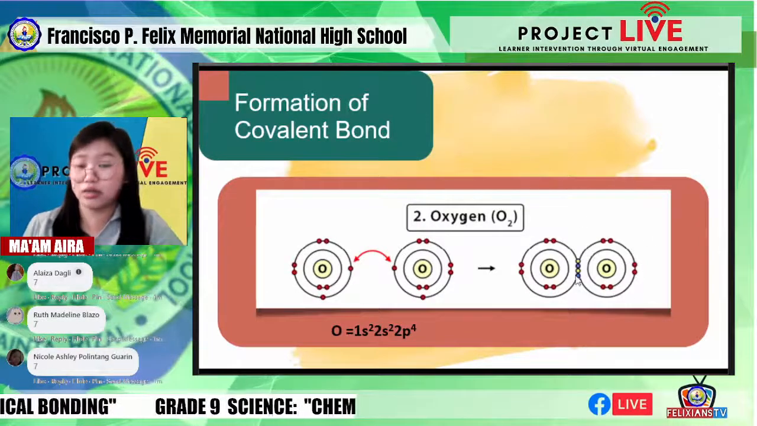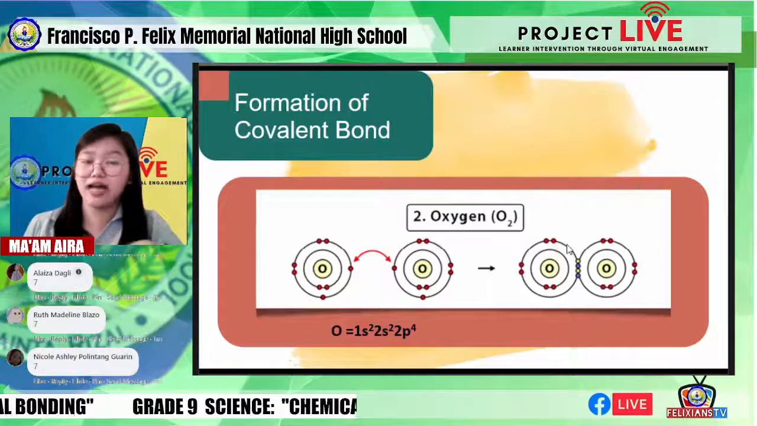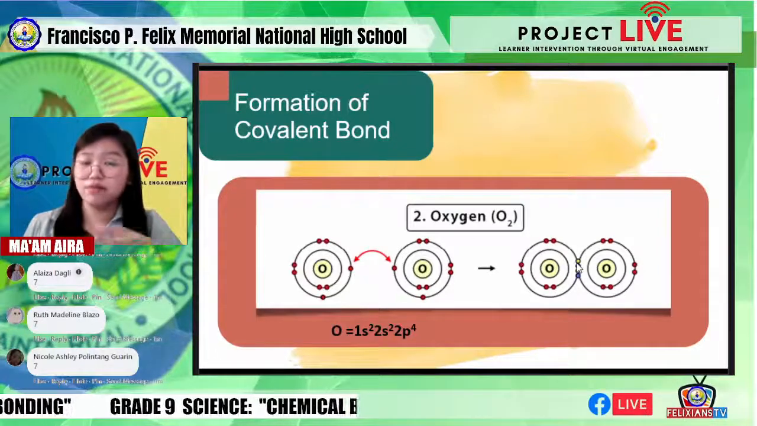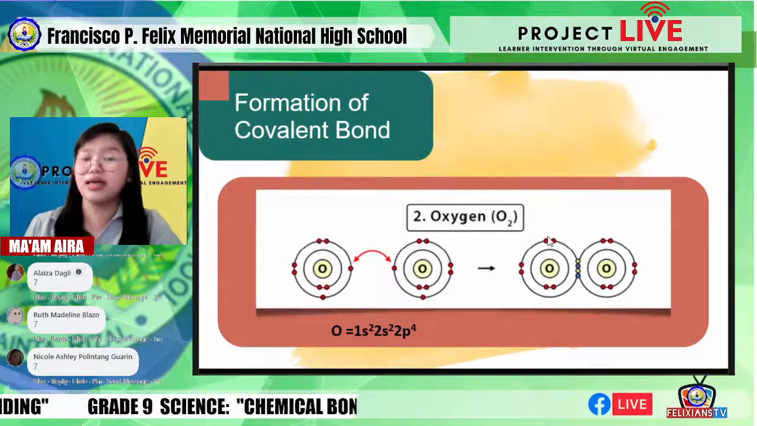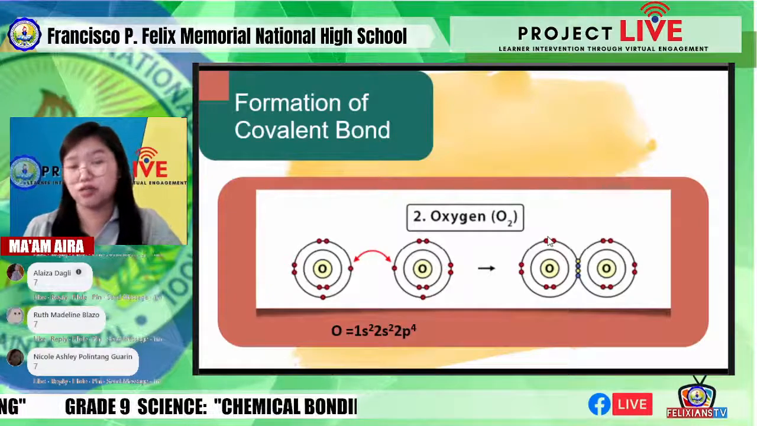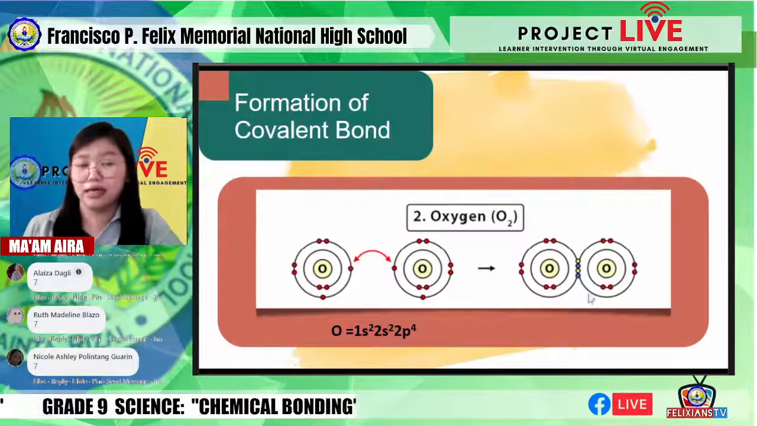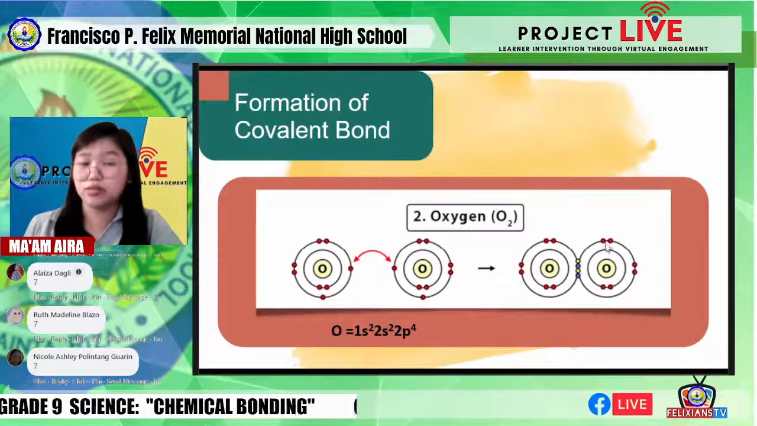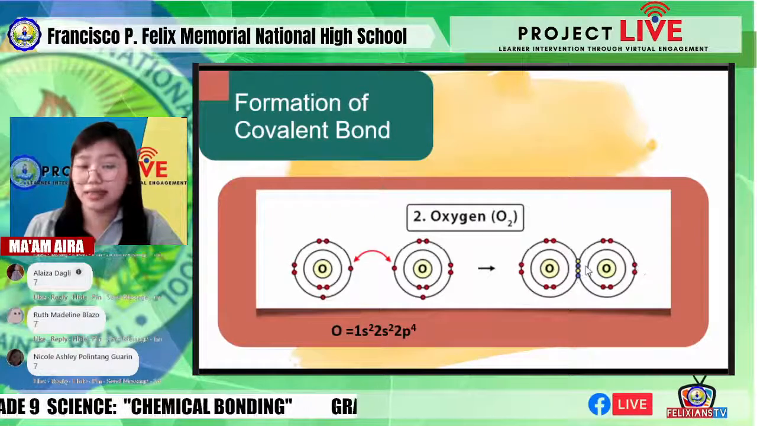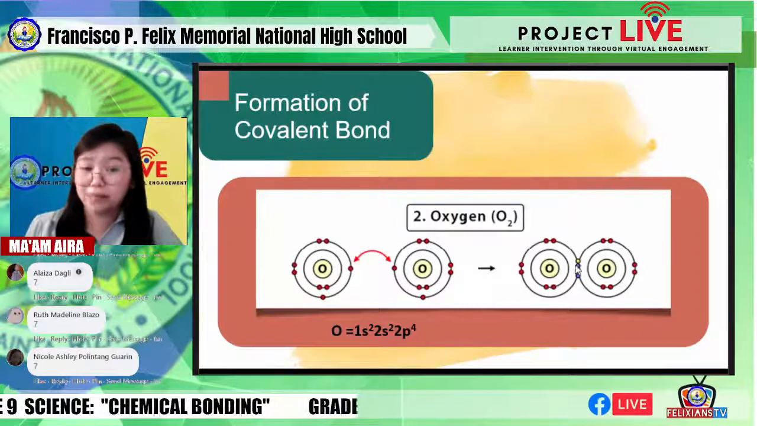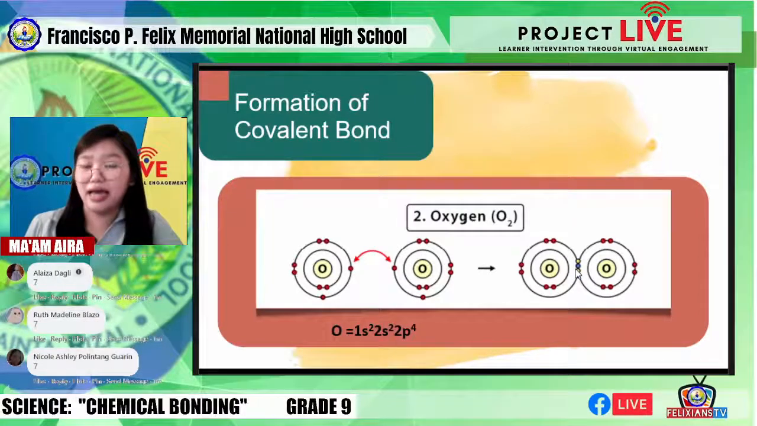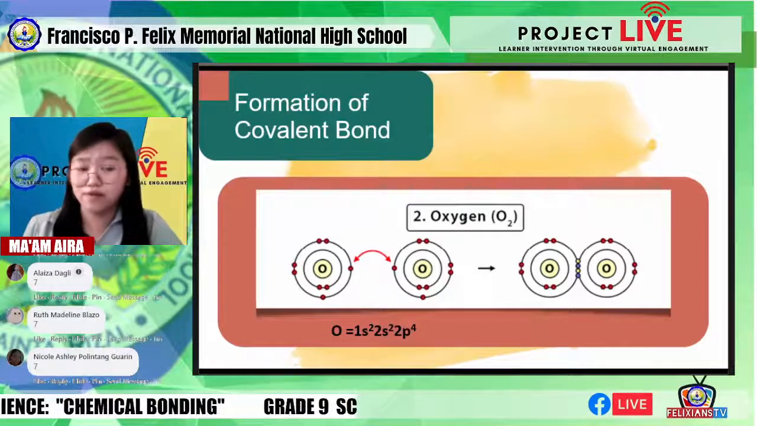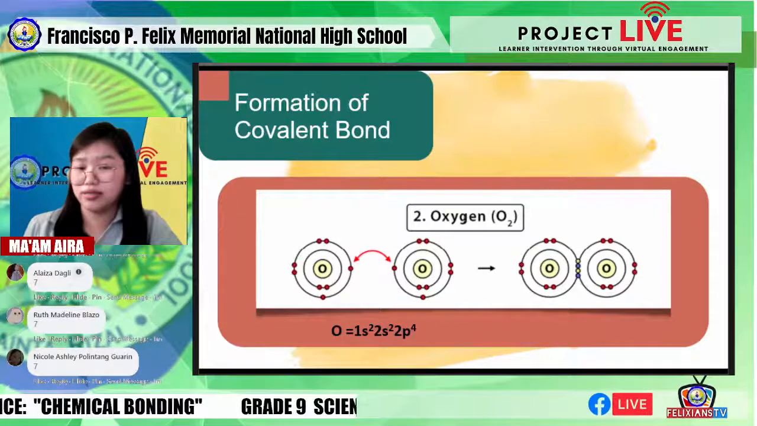Stable na sila dito. How? Because they have now shared some of their electrons. So, naging 8 na yung kanilang valence electron through covalent bonding. That is 2, 4, 6, 8. Both of them now have 8 valence electrons, therefore stable.